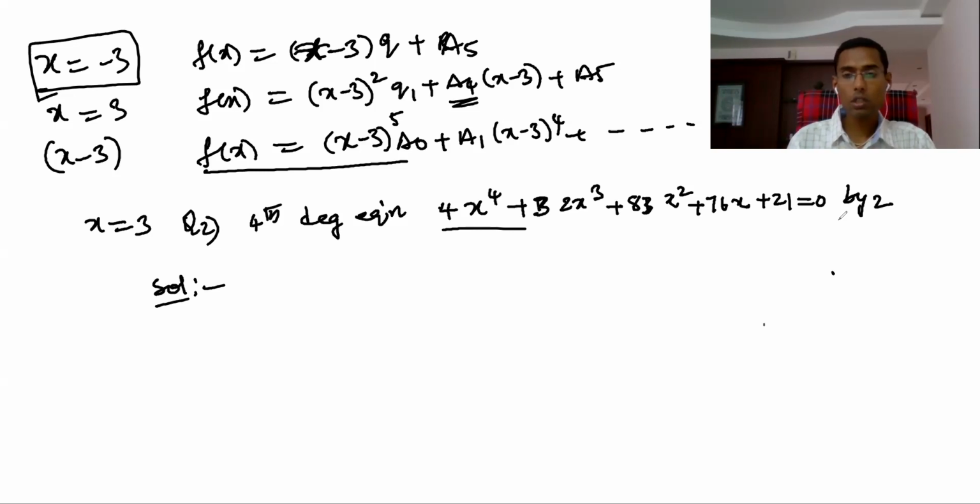Translates means what? Simply, the roots become alpha 1 plus 2, alpha 2 plus 2, like this. Translates means each root is added by 2, so alpha 4 plus 2, like this. Each root is added by 2.